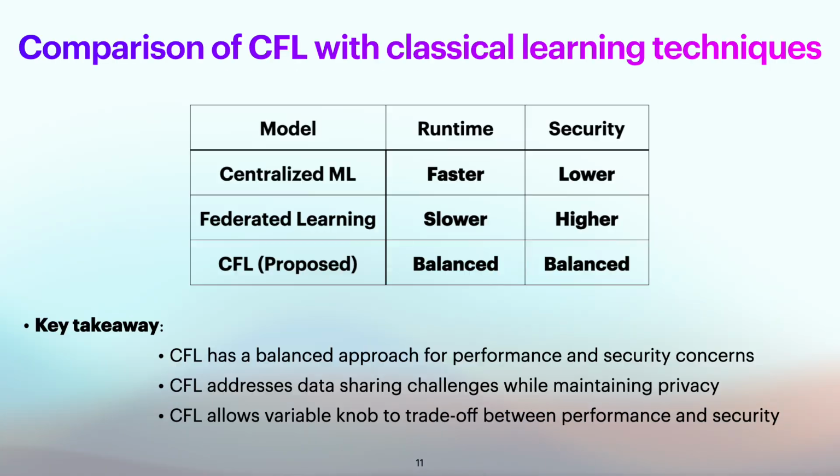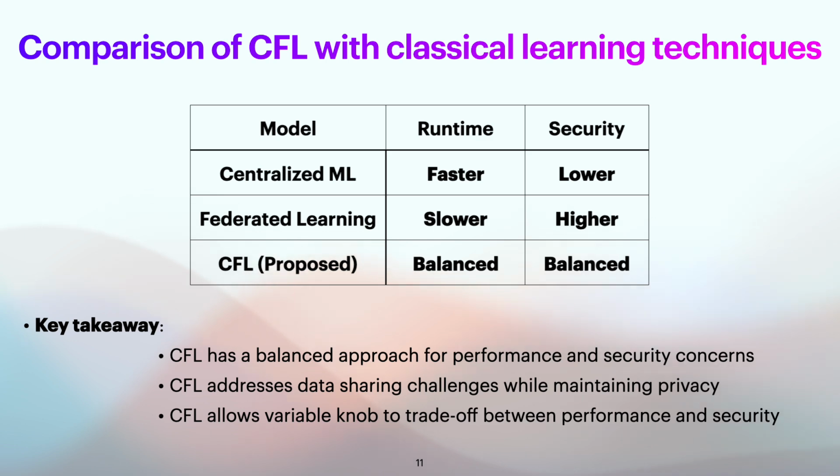With these scenarios, we made a comparison table against other classical machine learning approaches on the same parameters, runtime or performance and data security. For centralized cases, the runtime is faster and data security is lower. For decentralized or federated learning, the runtime is slower and security is very high, and our proposed collaborative federated learning balances both runtime and security.